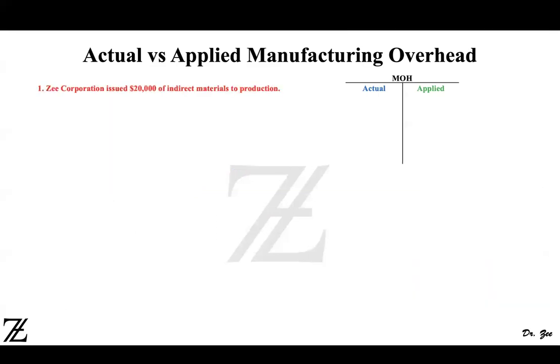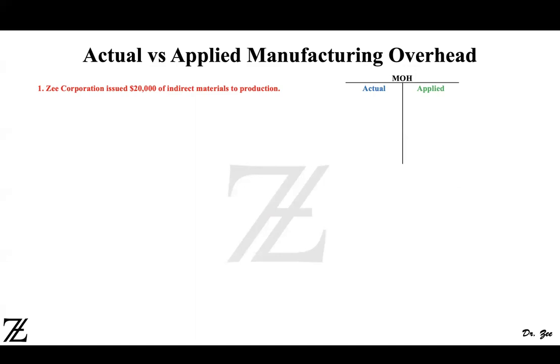All right, so now what we're going to do is post some entries here in the manufacturing overhead account. So you know how the actual manufacturing overhead is incurred and how we apply manufacturing overhead. So our first general entry is Z Corporation issues $20,000 of indirect materials to production.